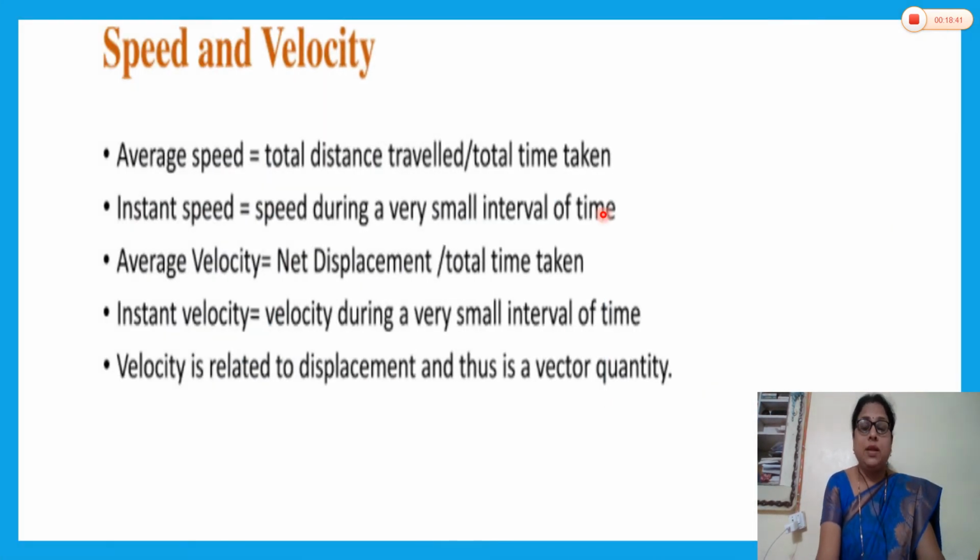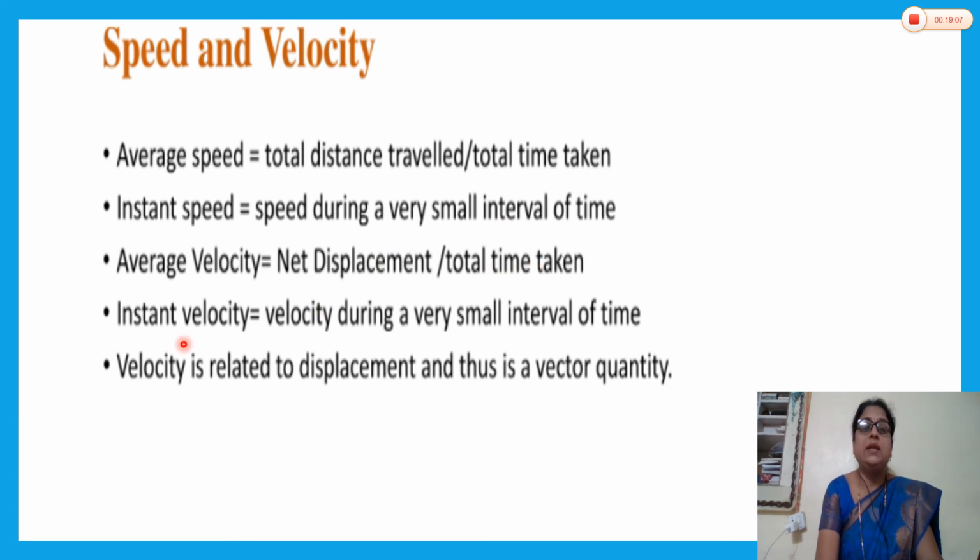Now, we revise here some formulas for how to calculate the average speed, average velocity, instantaneous speed and instantaneous velocity. The average speed is calculated by the formula total distance traveled upon total time. Instantaneous speed is the speed during a very small interval of time. What is the average velocity? Net displacement upon total time taken.